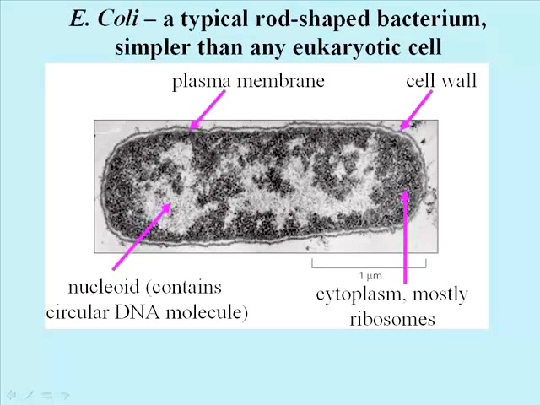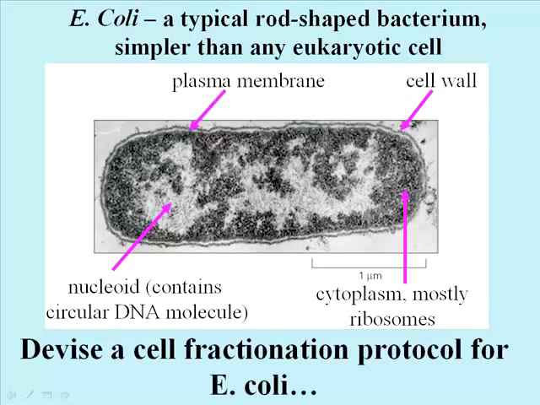And here are the basic parts: plasma membrane, cell wall, and the interior of the cell containing the cytoplasm, of course, which has mostly ribosomes, and the lighter region of the cell, which is called the nucleoid, which actually contains the bacterial DNA, which is not associated with a lot of proteins. It's basically a circular double helix, which you may remember from another course. So again, devise a cell fractionation protocol for E. coli.